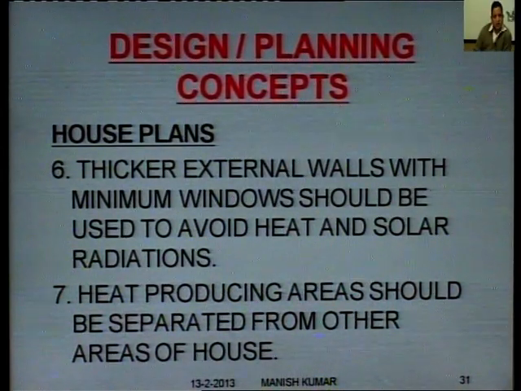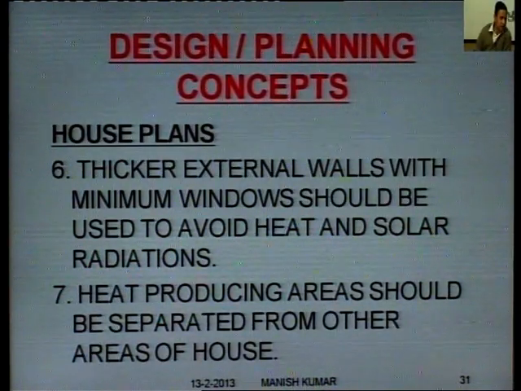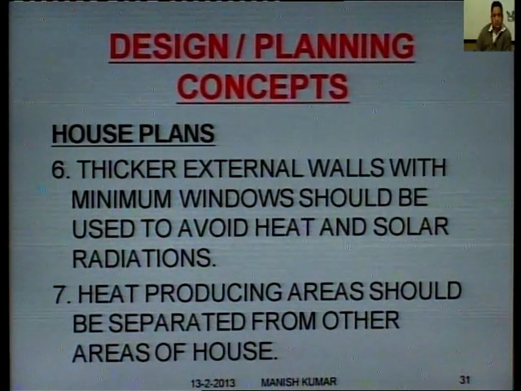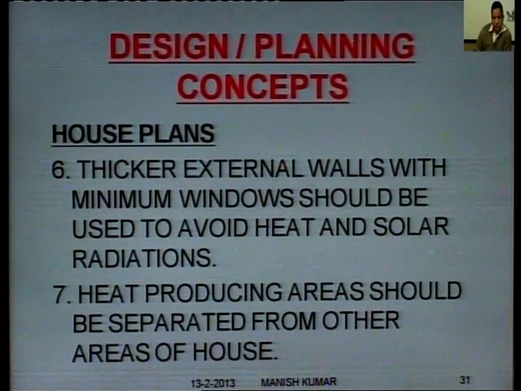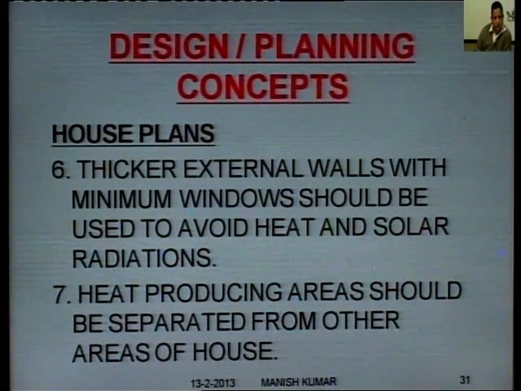Next, thicker external walls with minimum windows should be used to avoid heat and solar radiation. Yes, outside windows should be small and high. Heat producing areas should be separated from other areas of the house. Yes, we should separate areas which produce heat.